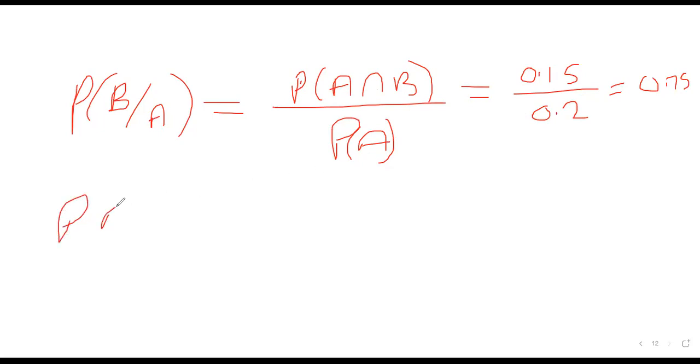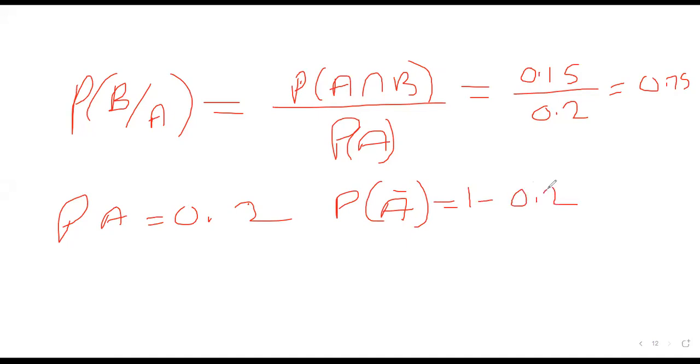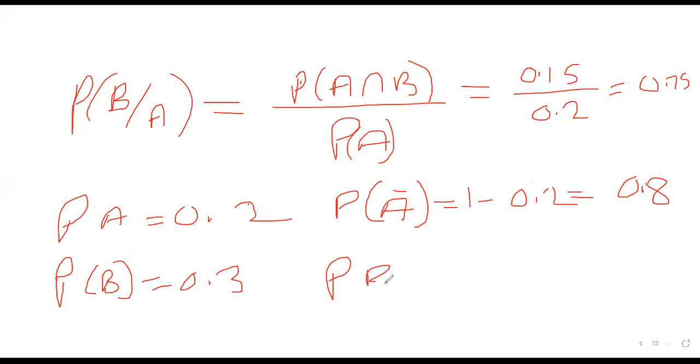Then we know that our A is 0.2. So what does this mean? Our A complement will be what? The remainder from 100%. 1 minus 0.2, which is 0.8. If our B was 0.3, what is the complement of B? 0.7.